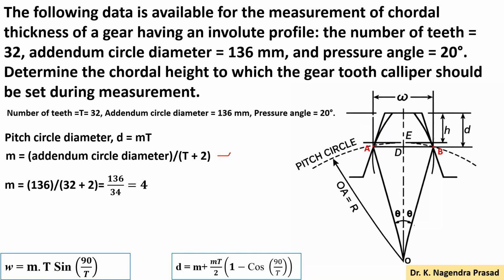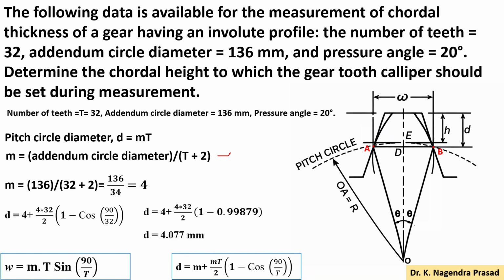So we know the module m and also the number of teeth capital T. Then we substitute these two in the small d equation. Small d equals 4 plus 4 into 32 by 2 into 1 minus cos of 90 divided by 32. If you solve this, we get the chordal addendum or chordal height, small d, equal to 4.077 mm.